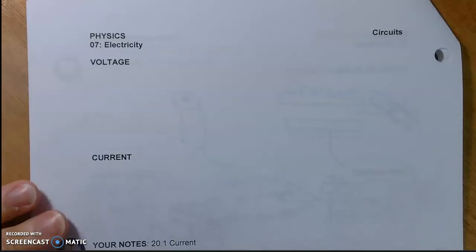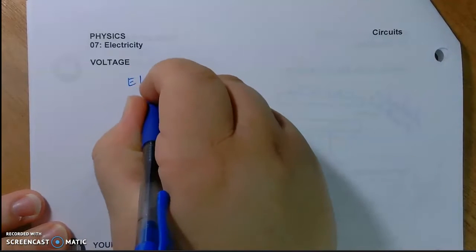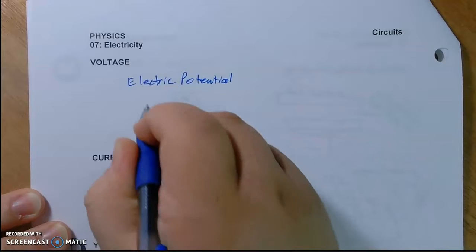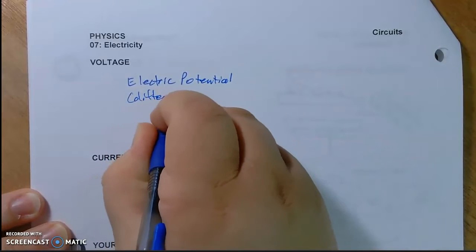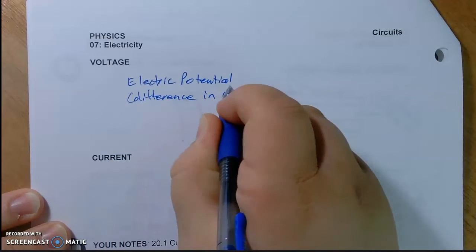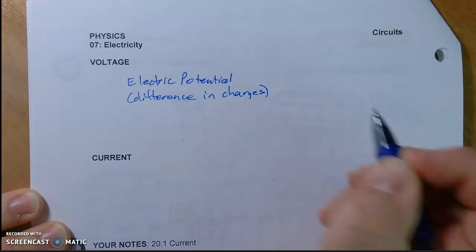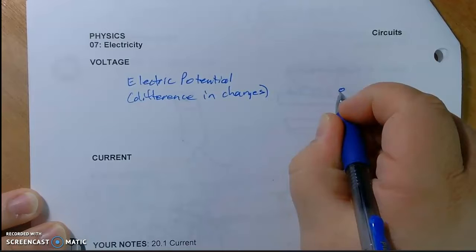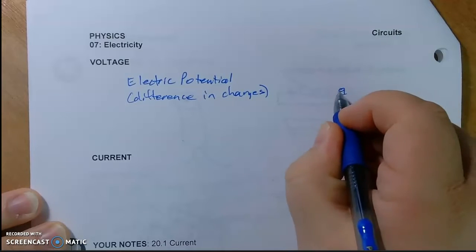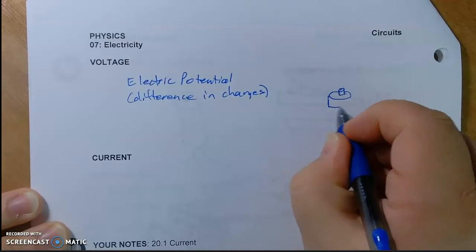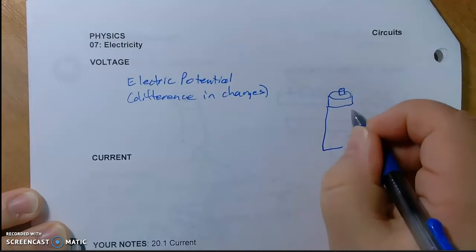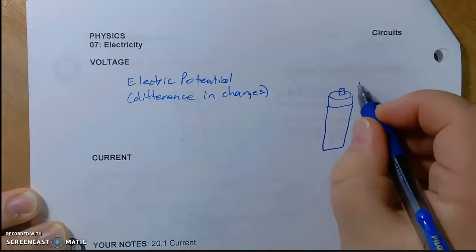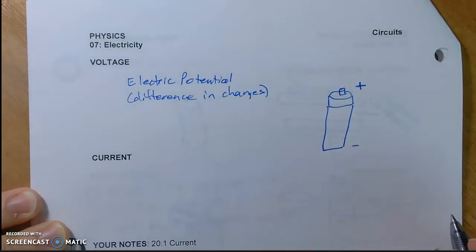First, we have voltage. This is our electric potential. In other words, the difference in charges. And what I'm talking about is the difference in the sides of the electric source. So we might have something like a battery here that has a positive and negative side. And so the difference between these charges would be our voltage.